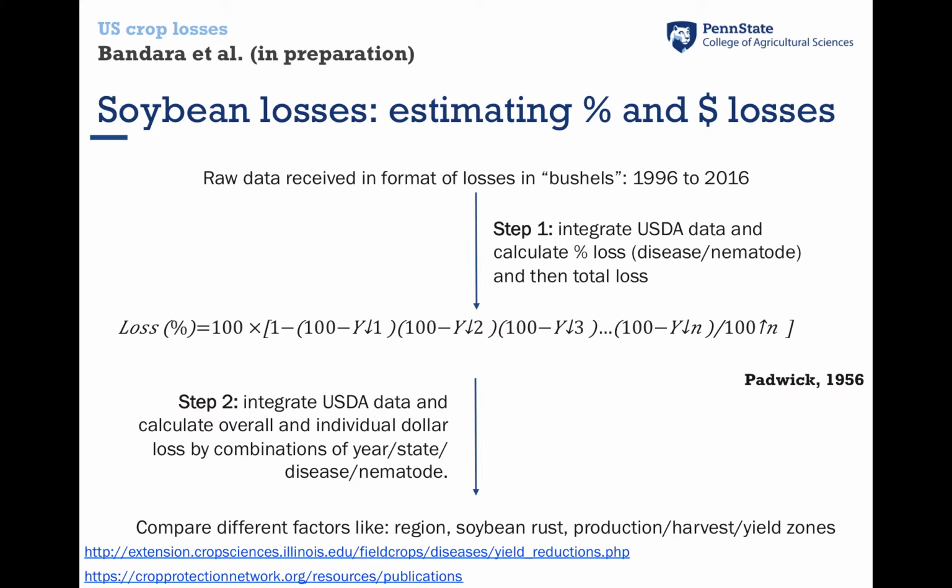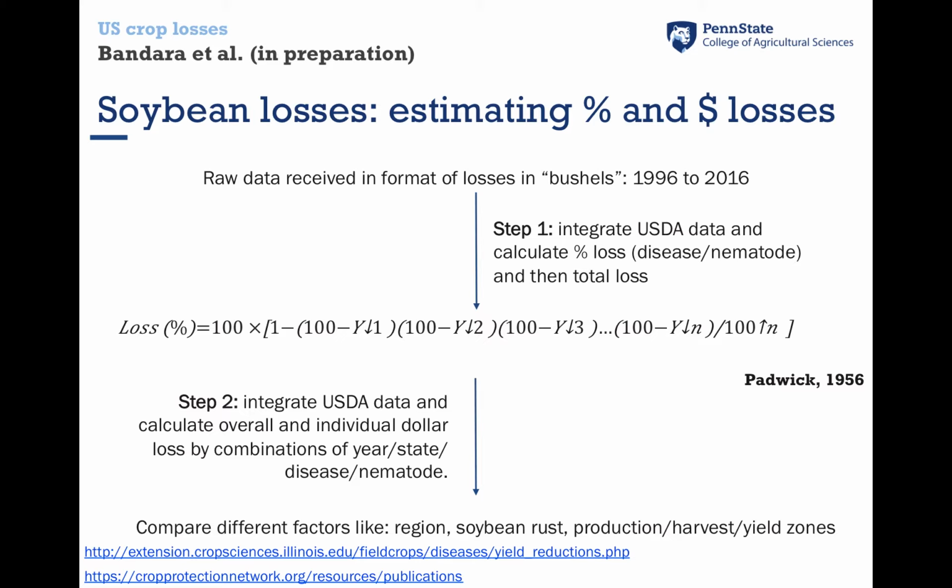And the subscripts aren't showing up very well here in the translation. But the idea is we're not doing anything novel. This is nice work that's 60 years old, give or take, to do a combined loss profile because not all diseases occur together at the same time. On top of it, then we're looking at different combinations of the dollar loss by combinations of years, states, and or disease and nematodes to allow us to look at some different questions and how management may or may not have changed.